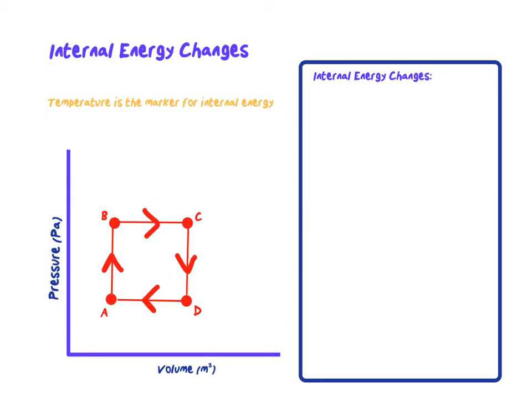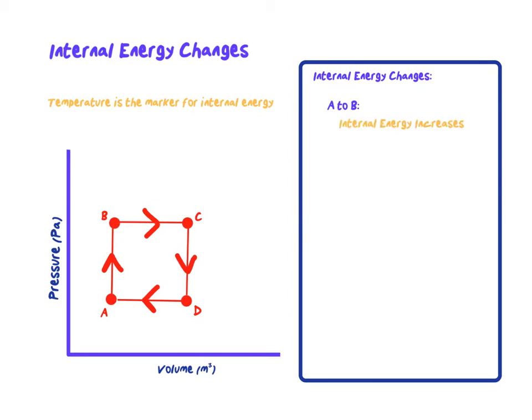So from A to B, we have an increase of pressure and heat is added to the gas. The temperature increases as well. There's no way for that temperature not to increase if the volume is staying constant. And so from A to B, I should have an increase in the internal energy of the gas.